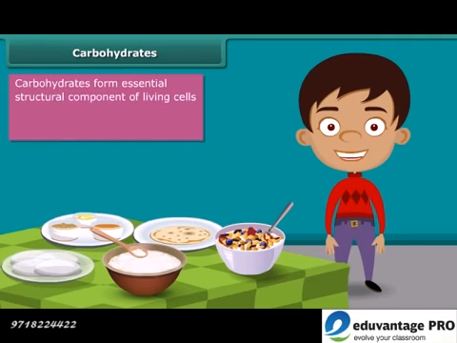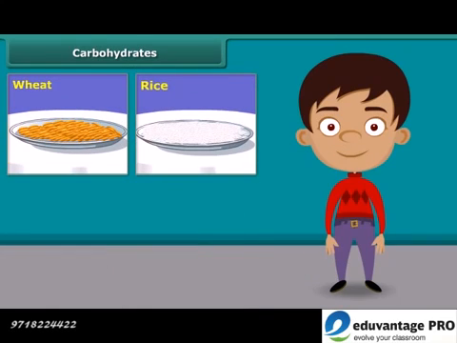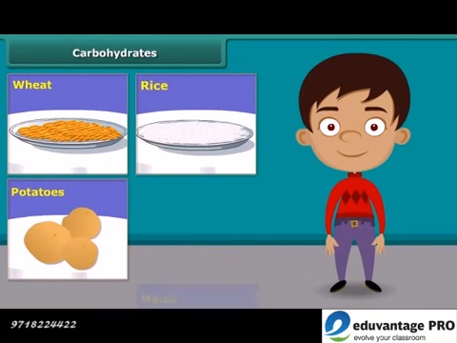Carbohydrates form an essential structural component of living cells. They are the main source of energy for animals. Carbohydrates include sugars, starch, fiber, etc. They are mainly found in wheat, rice, potatoes, corn, and maize.